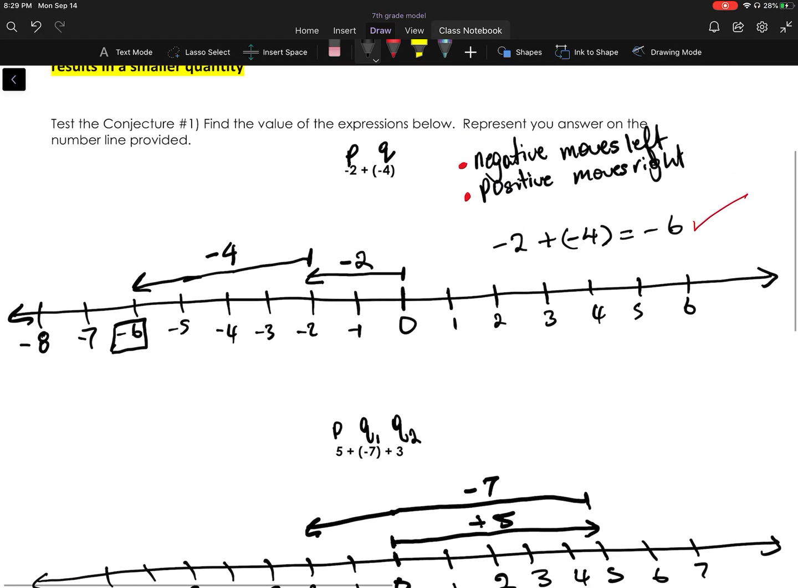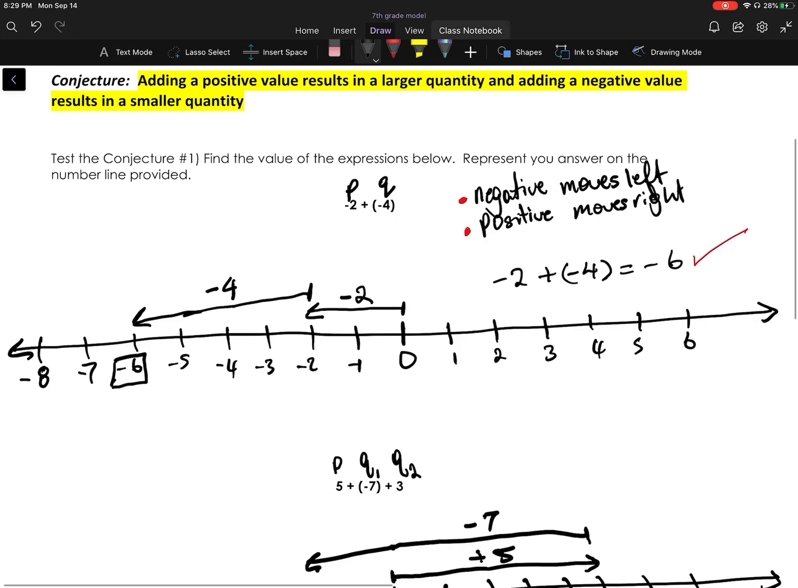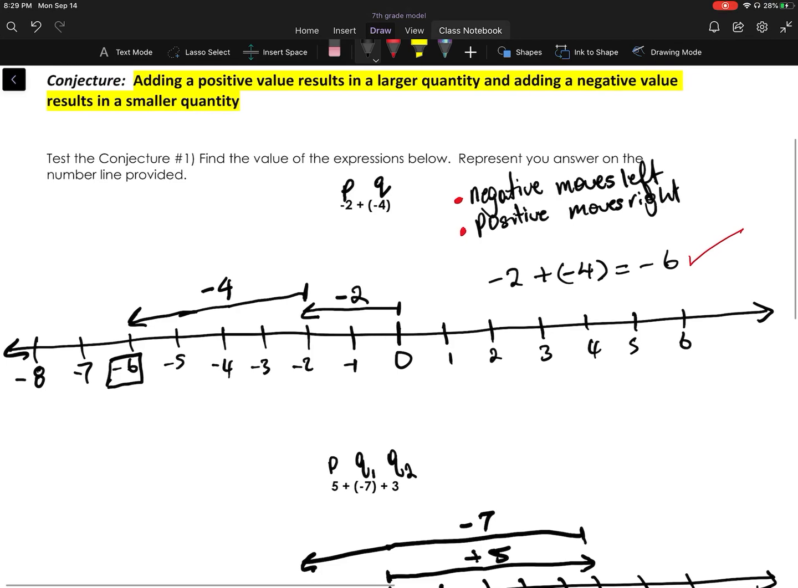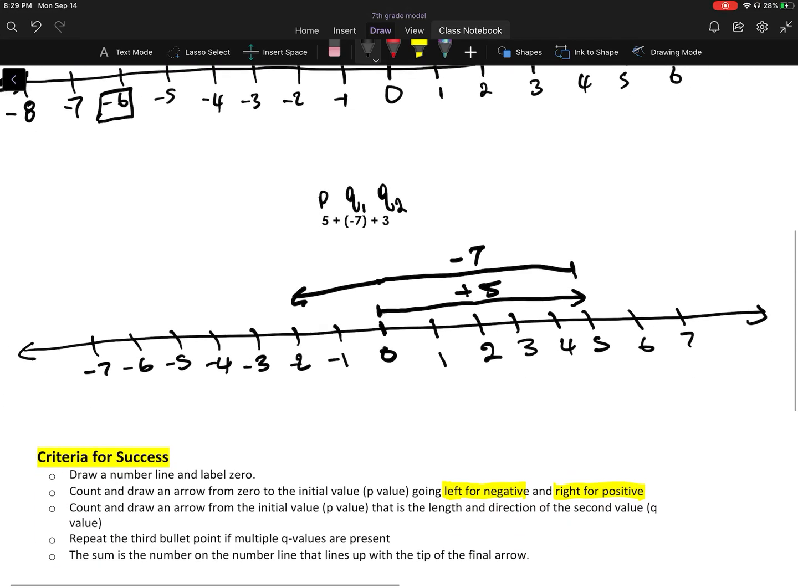Remember, the conjecture said adding a negative value results in a smaller quantity. Okay? Let's look. We added the 5 to 0. That's the initial value. And then the Q, the distance from the initial value, that first Q, brought it to -2. Because 7 was negative, -2 is definitely smaller than 5.